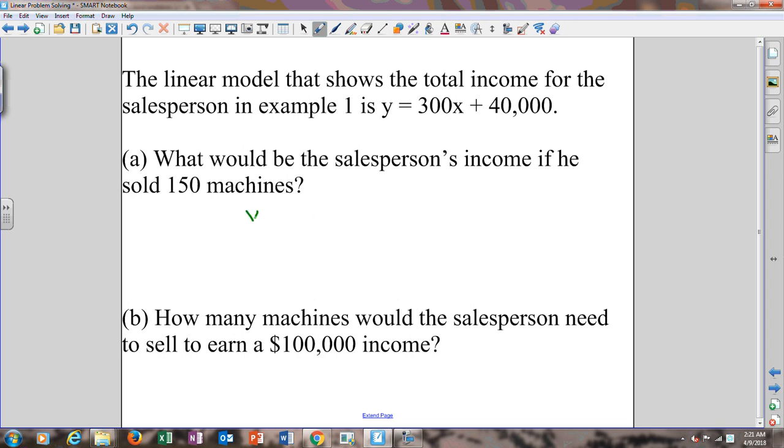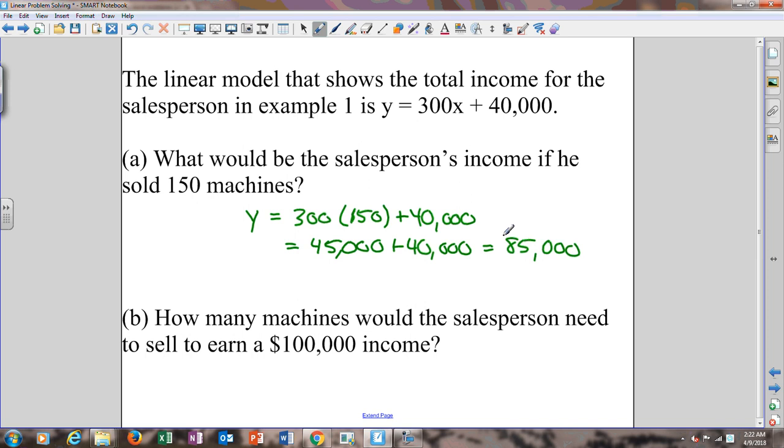Now we are just plugging in. y equals 300 times 150 plus 40,000. Then 300 times 150, that is going to give you 45,000, plus 40,000. And so this person's salary per year would be $85,000, which is a ridiculously high amount of money. I can't imagine someone actually making that as a salesperson, but whatever.